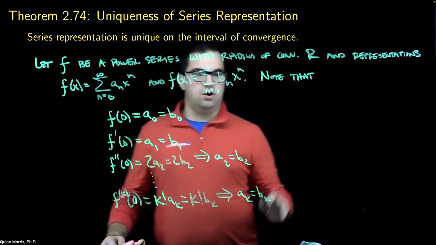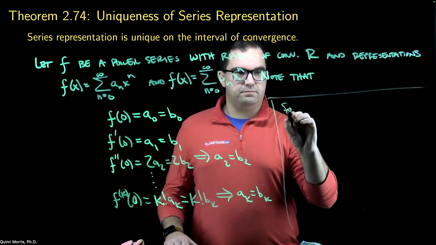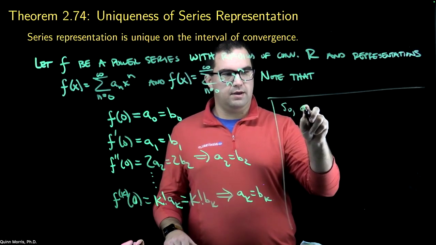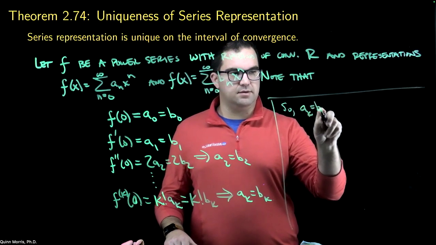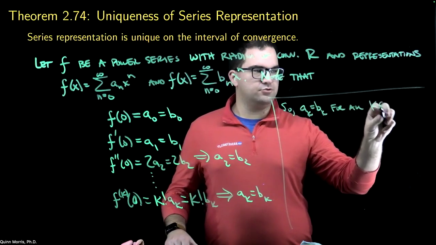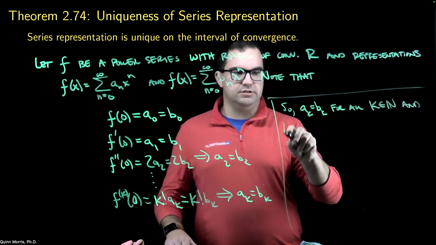Okay. So, let's finish this over here. So, a sub k is equal to b sub k for all natural numbers k, and hence the representations are the same.